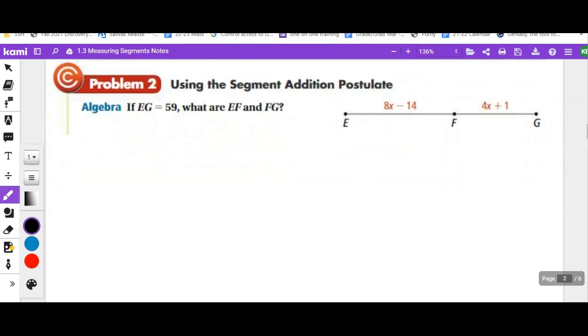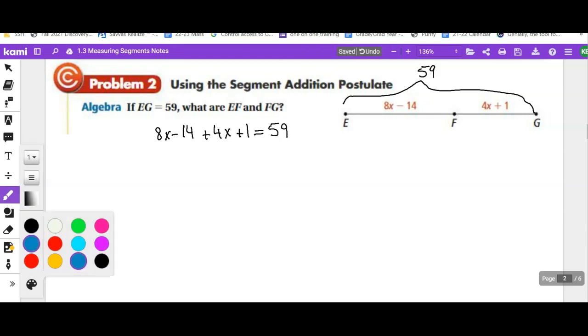So let's put that in action. If EG is 59, so it's telling me that this whole length is 59. What are EF and FG? So all I need to do is add EF, which is 8x minus 14, plus FG, which is 4x plus 1. Now when I add that up, what does it equal? That's right, it equals 59.